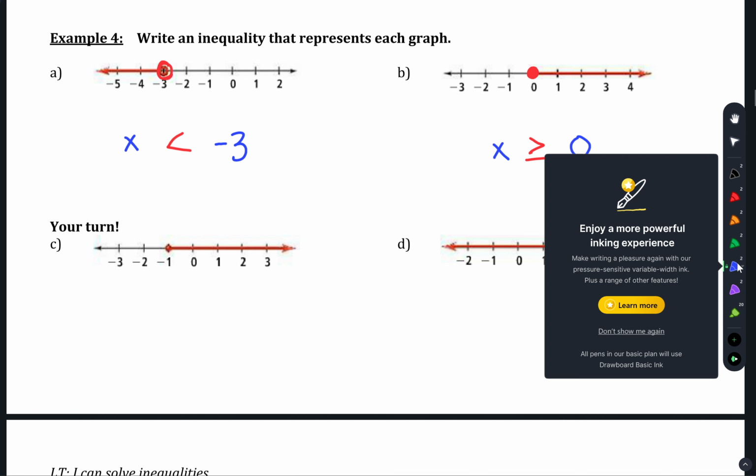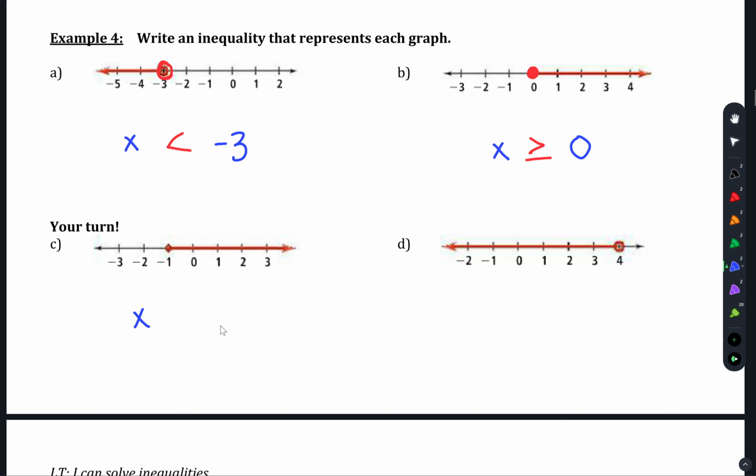Same thing in letter C. X and -1. I have a filled in circle and pointing towards all the numbers greater than -1, so x is greater than or equal to -1. And finally, letter D, x and 4, open circle, pointing to the left, all the numbers smaller than 4, so x is less than 4.